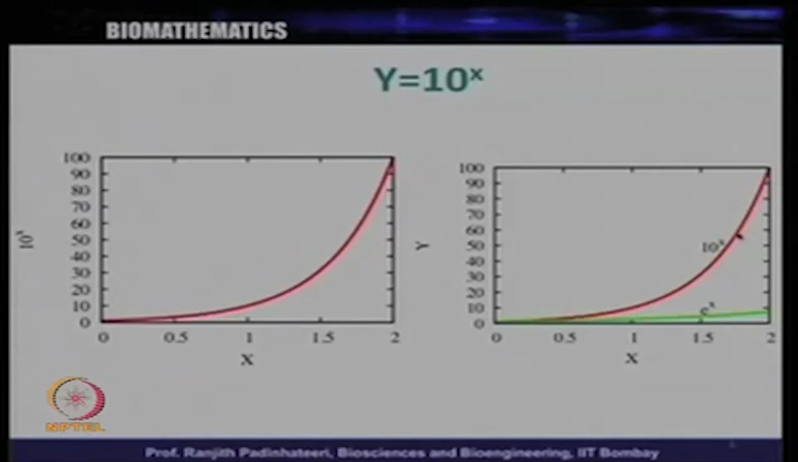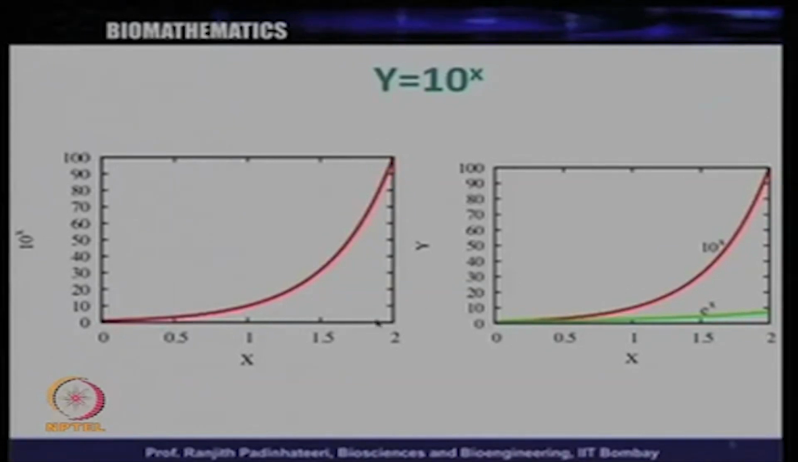If you look at this, you can see that e power x grows slower compared to 10 power x. 10 power x grows faster than e power x. So, this information will be useful at some point, but just to understand that if you plot 10 power x, it is an exponential function, it increases very fast, and we will come back and see why this is important.